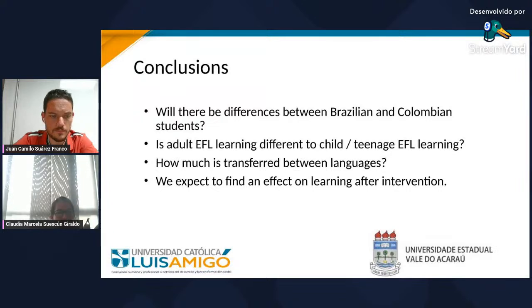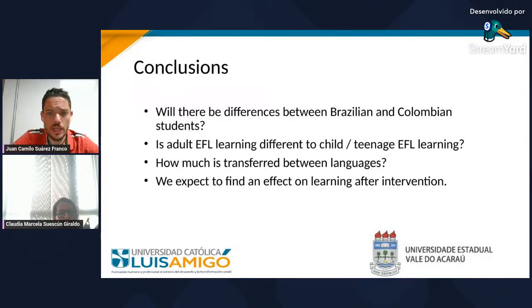As conclusions, Professor Juan Camilo will begin with the conclusions of this presentation. Yes, thank you, Professor Claudia. As we mentioned at the beginning of the presentation, this research is just beginning, so therefore our conclusions are fundamentally questions.